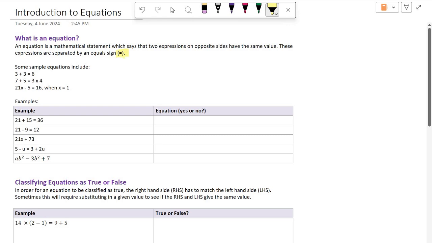If something has an equal sign, it's an equation, okay? An equation is just two expressions that are separated by an equal sign. Now, it doesn't have to be true to be an equation, it just has to have an equal sign, okay?